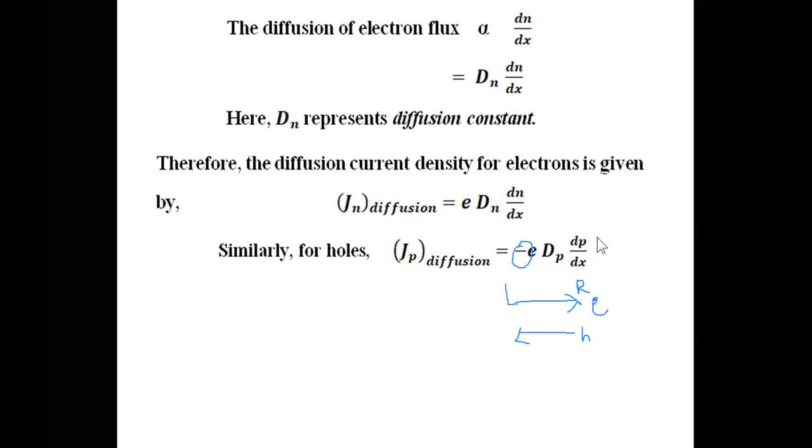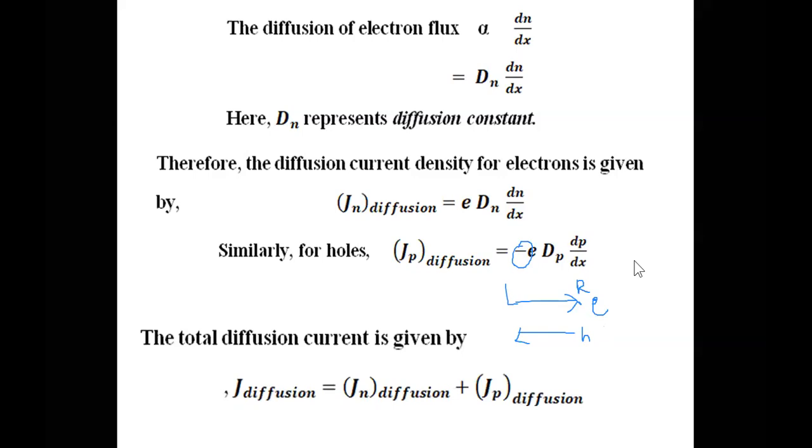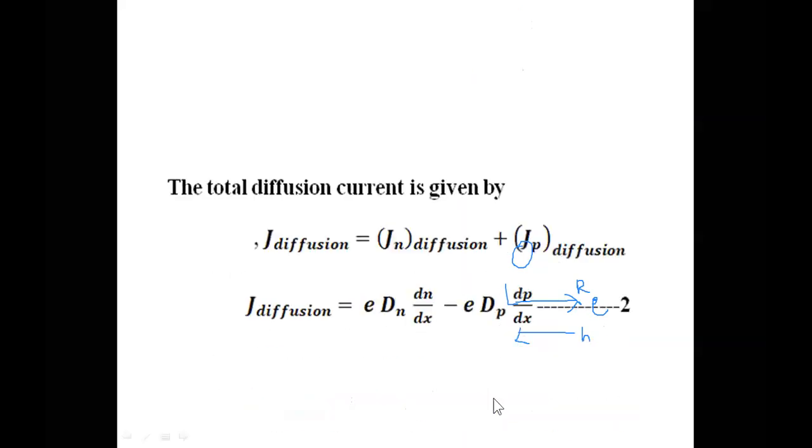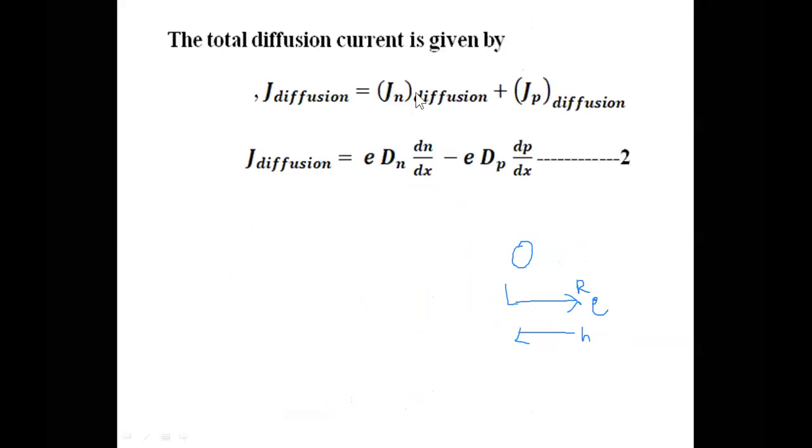Now let us remove this and write down the final expression for diffusion current, that is diffusion due to electrons and diffusion due to holes. If you substitute the corresponding expressions, we get for electrons E Dn dn by dx, and for holes minus E Dp dp by dx. So this equation represents the total diffusion current within the semiconductor due to holes as well as due to electrons.